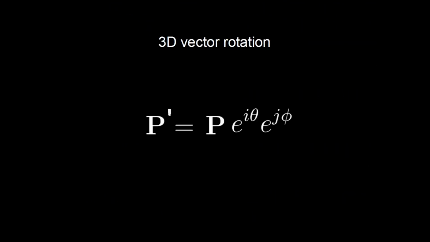This is the formula for 3D vector rotation. Vector P may be rotated by two rotation factors in 3D. The resultant vector is P prime. It should be noted that the rotation angles theta and phi are relative to the vector P. Vector rotation may find its applications in physics, chemistry, such as describing molecular structures, and other fields.